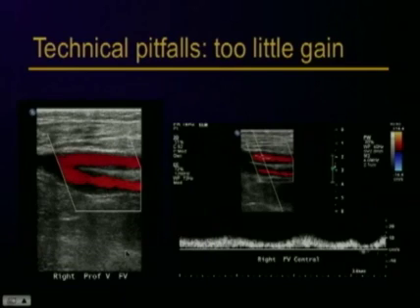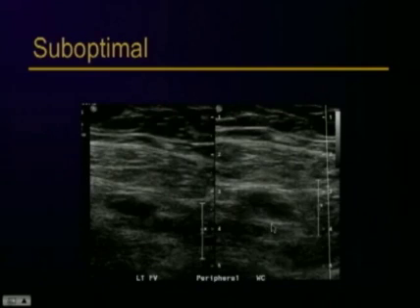Too little gain may imply the presence of mural or recanalizing thrombus, so it is important to optimize the gain and fill the vessel lumen. Now, in some patients, it may be difficult to adequately visualize compression of the vein. Sometimes you can use color to localize the vein or identify the vein, and then do compression in grayscale once you find the vein.